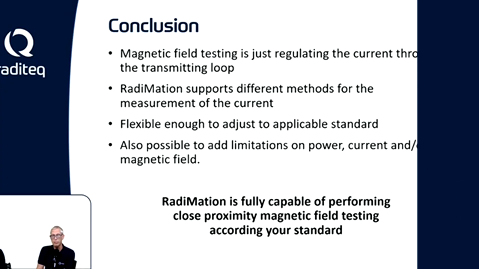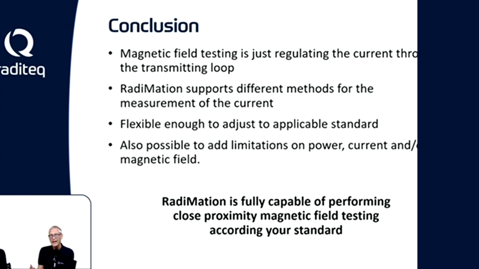And I did not show it, but the multi-band immunity test module in RadiMation also allows you to add limitations on the power and on the current and on the magnetic field. And we can also measure the values and show them in the graphs. So limitations on different units, different magnitudes like power and current are still possible. It's just an addition of additional test levels that can be configured in the test itself. But maybe that's a nice topic for the next time.